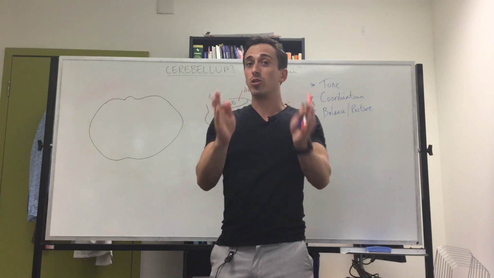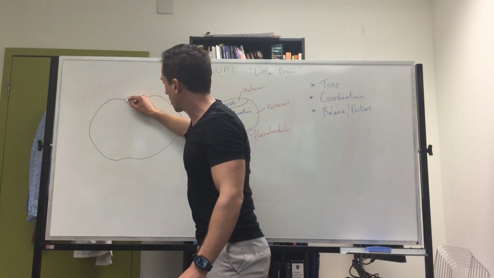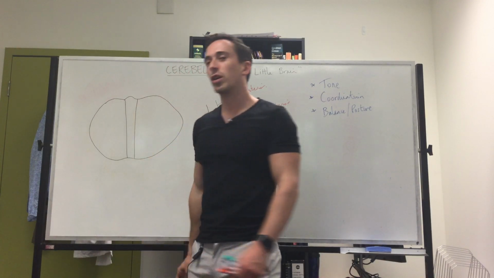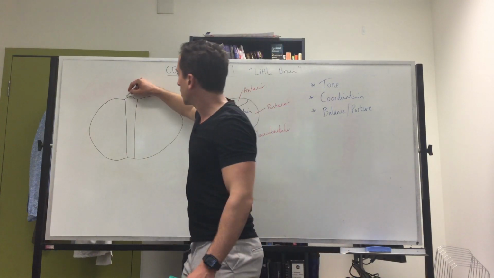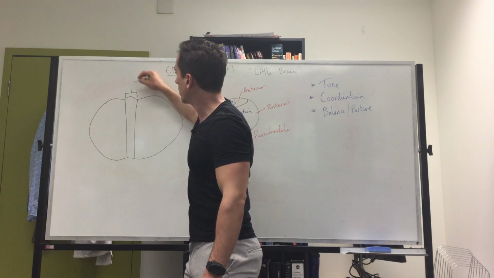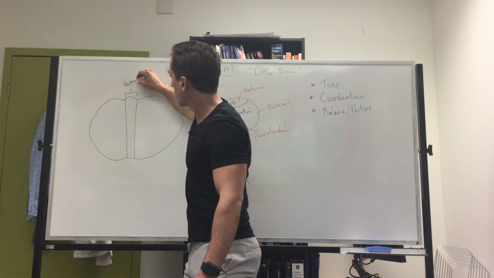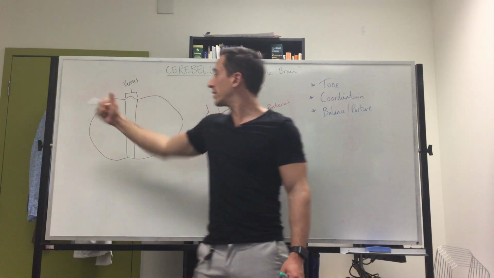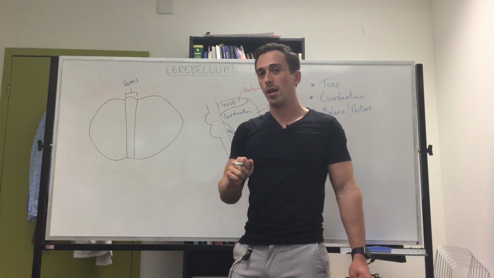So the first thing is, what you're going to find is that the cerebellum, just like the cerebrum, can be broken up into 2 hemispheres, and that there's actually a structure down the middle that separates these 2 hemispheres. This structure is known as the vermis. So this structure right here, separating the hemispheres, is known as the vermis, which means this is going to be the left hemisphere, this is going to be the right hemisphere.